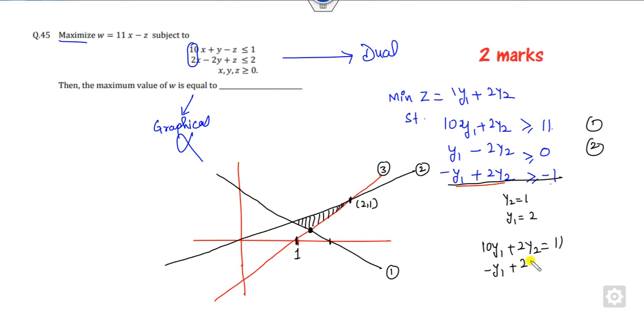Minus y1 plus 2y2 is minus 1. If you subtract them, what is the y1? Is nothing but my 12/11. If you substitute the value of y1 here, what is the value of y2? If you subtract them, it will be here. So y1 is 12, so it will be minus 1 plus 12/11. So it will be my 1/11 of 2. So this is the value here.